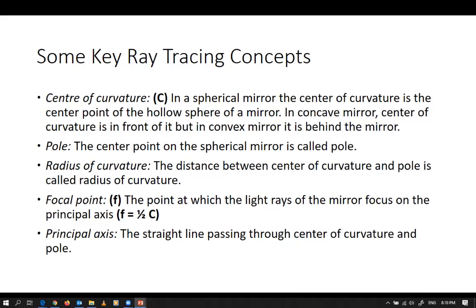All right, so let's go over the rules. I'm going to give you four rules here, and they're essentially going to be the same for both concave mirrors and convex mirrors.